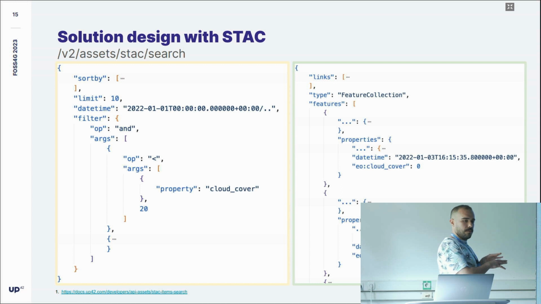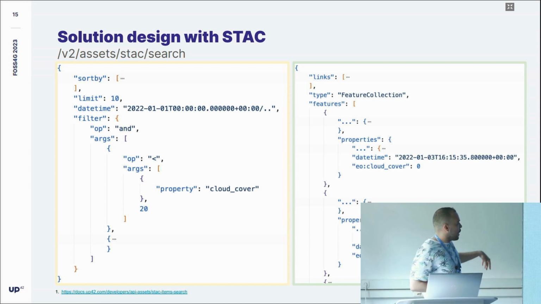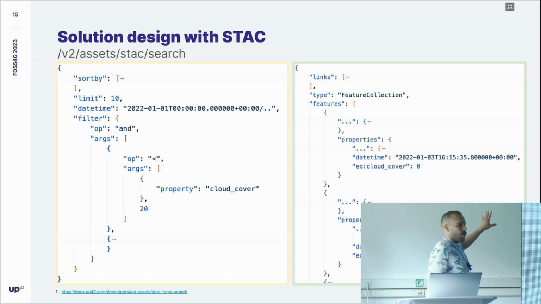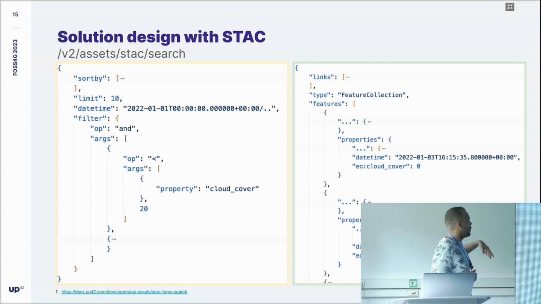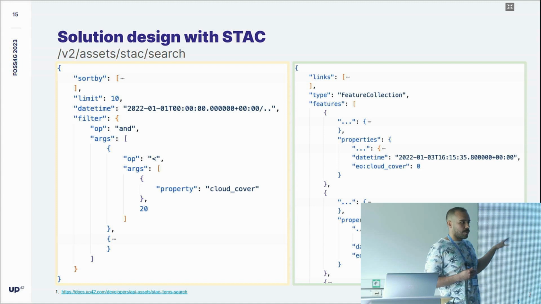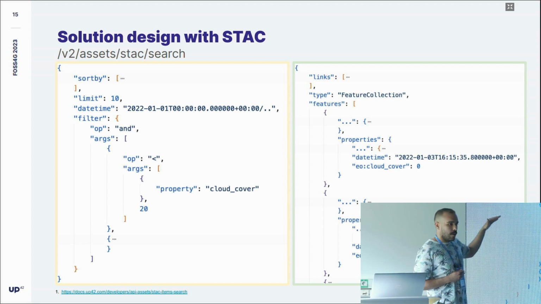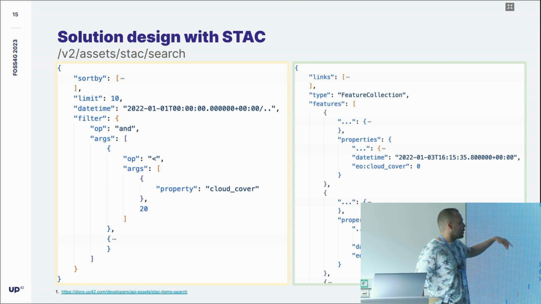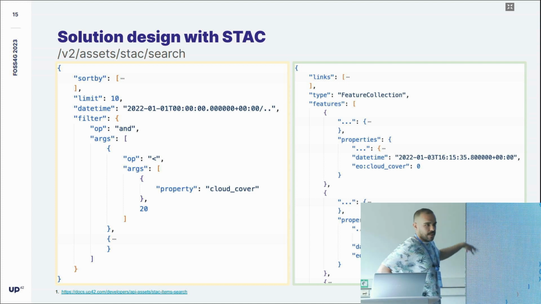Since we have this kind of system, I can use CQL filters on the left-hand side. This filter is a bit big and also complex for me. What I say is, give me 10 items after 2022, and give me the items where cloud cover is less than 20%. And our STAC API delivers that information on the right-hand side, 10 items for you. If you go into the metadata of these items, you see that they actually comply with these filter operations.